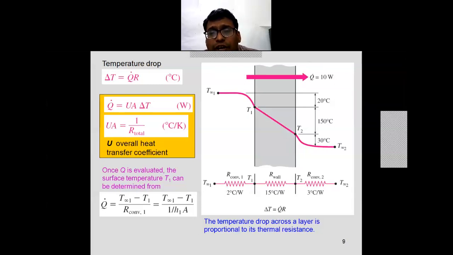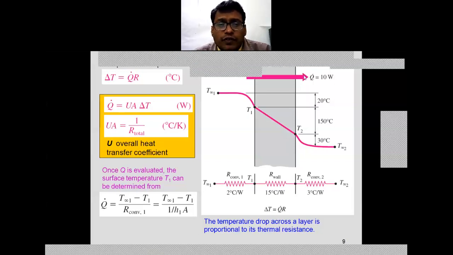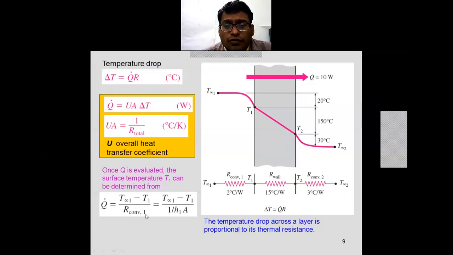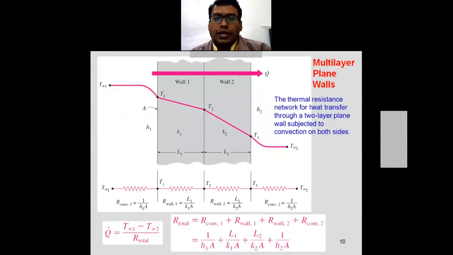Conduction, convection, radiation, and overall heat transfer coefficient, in terms of heat capacity. So these 4-5 equations we have to remember for this subject. So it is the overall heat transfer resistance, which will incorporate from temperature T infinity 1 to T infinity 2. Once the Q is evaluated, the surface temperature T1 can be determined from the individual resistance: Q equal to T infinity 1 minus T1 upon 1 upon H1A. So the Q can be calculated and the individual temperatures can be calculated.